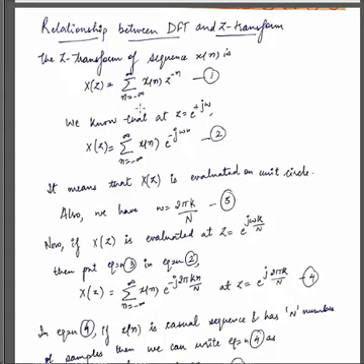It is also called double-sided Z transform. We know that z is equal to e raised to power j omega. By putting z is equal to e raised to power j omega, x of z is equal to summation n tends to minus infinity to infinity x of n e raised to power minus j omega n. Equation number 2. It means that x of z is evaluated on unit circle. Unit circle means magnitude of z is equal to 1.